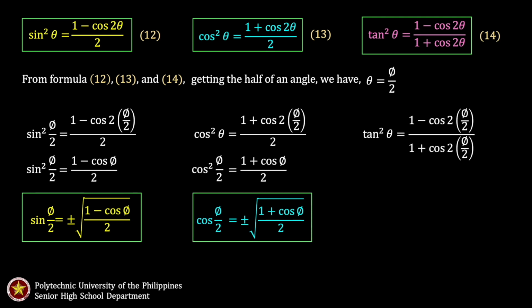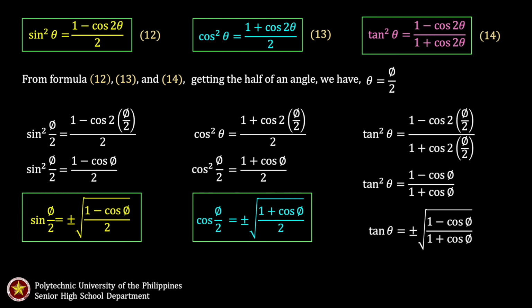And lastly, we have tangent squared phi over 2, and that is 1 minus cosine 2 times phi over 2. We got this from equation number 14. Then for its denominator, we have 1 plus cosine 2 times phi over 2. Then cancel the 2. We will get 1 minus cosine phi all over 1 plus cosine phi. Extracting the roots, we have tangent phi over 2 equals plus or minus square root of 1 minus cosine phi all over 1 plus cosine phi. And that is it.